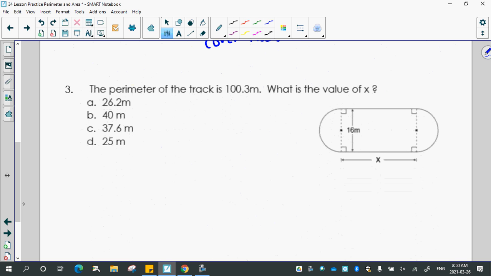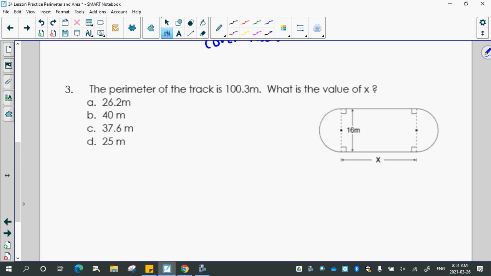Okay, the perimeter of the track is 100.3 meters. What is the value of x? Interesting. Anyone have any ideas of something you could do? Reese? Well, I'm just finding the circumference right now.